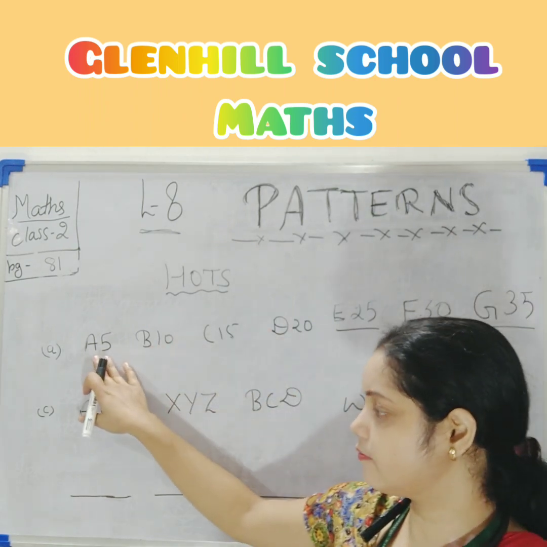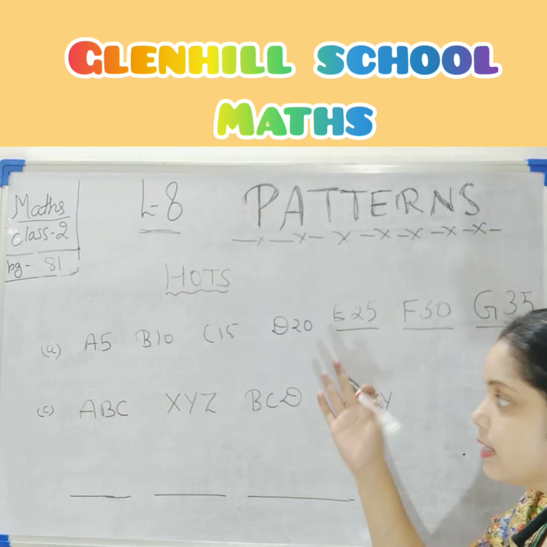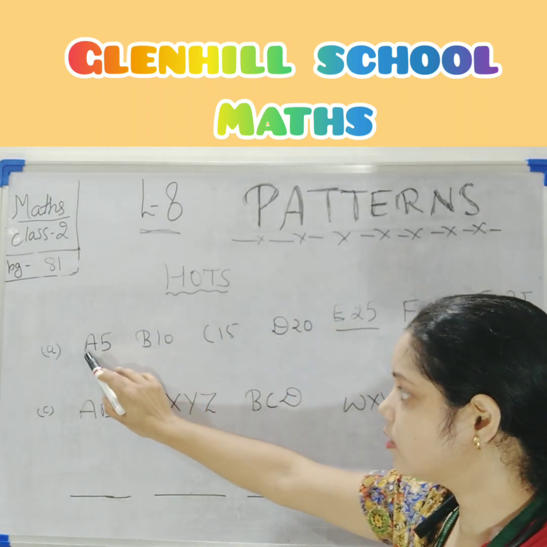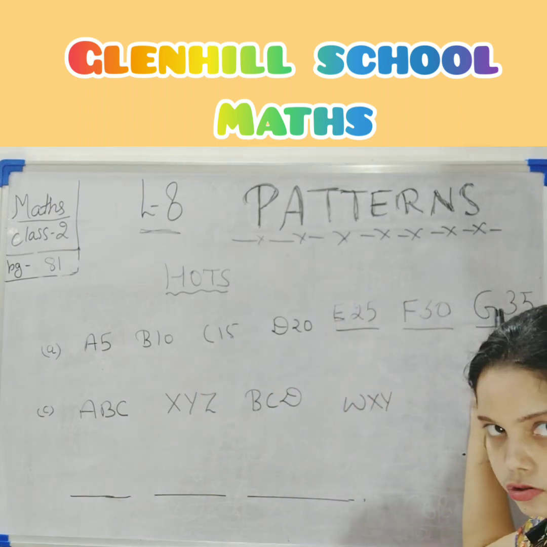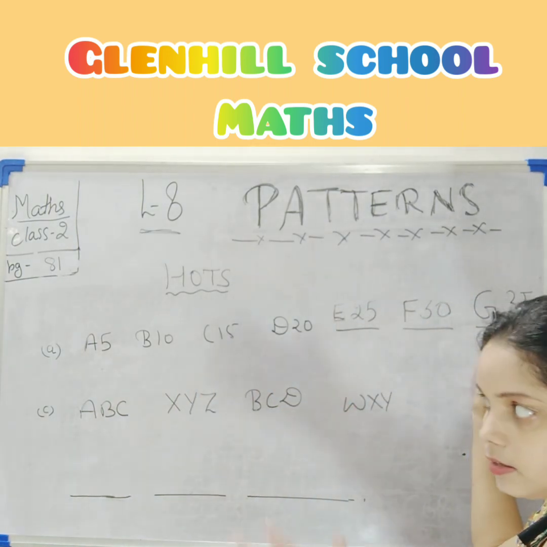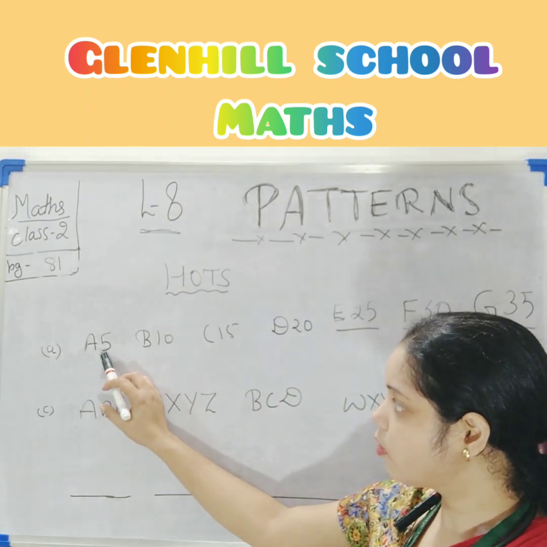So first is A5. A5 means A, B, C, D is here. So what should be the next alphabets? A, B, C, D is given, then E, F, G also is, it will be the alphabets of this series. Now come to the digits form.